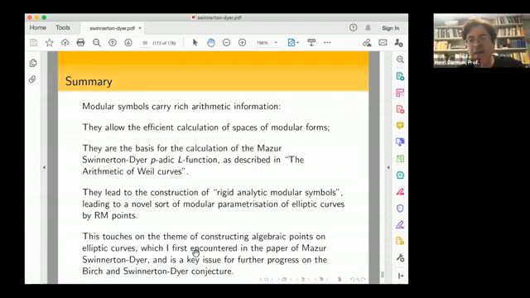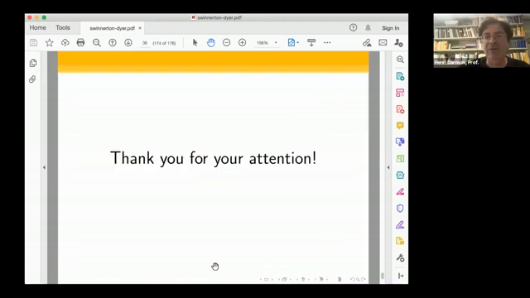And this touches on the theme of constructing algebraic points on elliptic curves, which is surely one of the most fundamental questions that one encounters when trying to think about the Birch and Swinnerton-Dyer conjecture. And I think I was strongly affected by reading about these questions first in this paper of Mazur and Swinnerton-Dyer. So I wanted to take the chance to thank Swinnerton-Dyer, I guess posthumously, for this important influence. And I'll conclude here, and thank you for your attention.